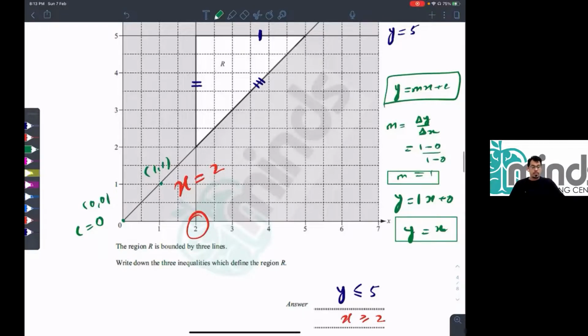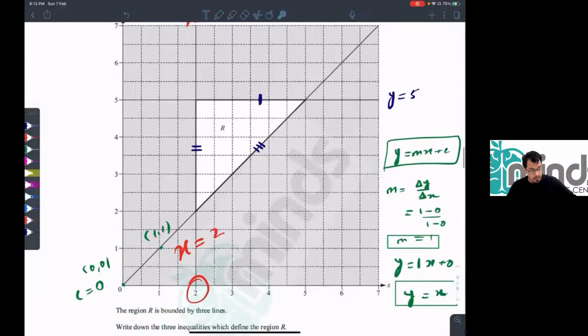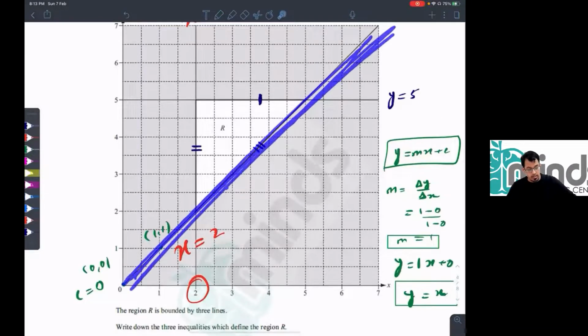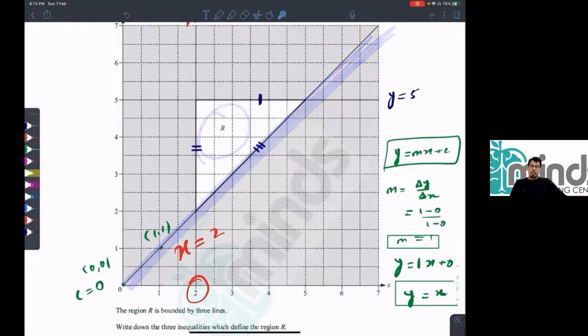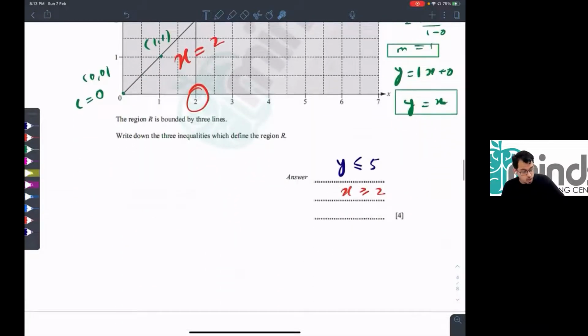Okay. Now, this is the line. Just look at the region. Is the region above the line or below the line? Above the line. So above the line means you will write y is greater than or equal to x. You will get 4 marks for this much working. I mean, this is not a very difficult question.